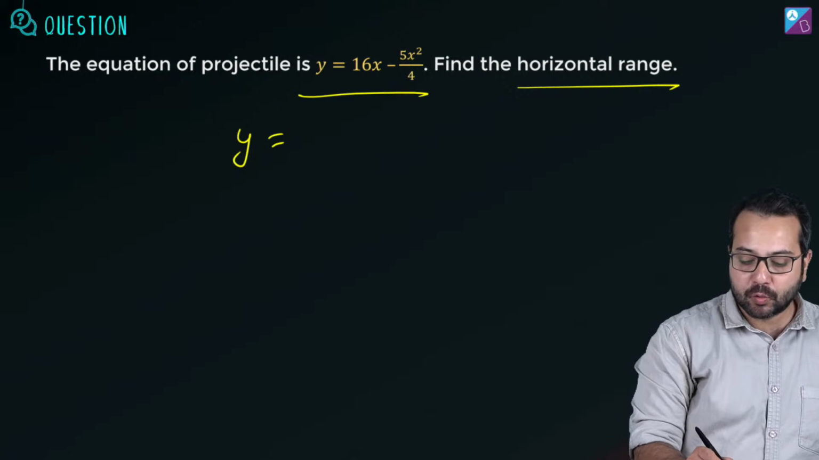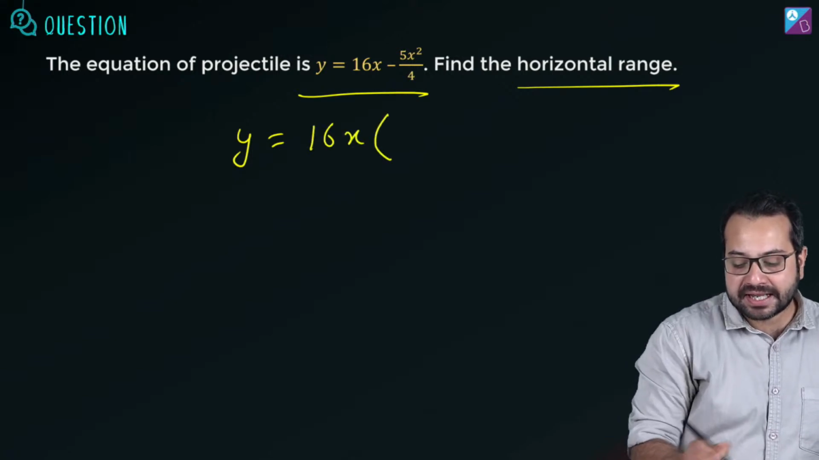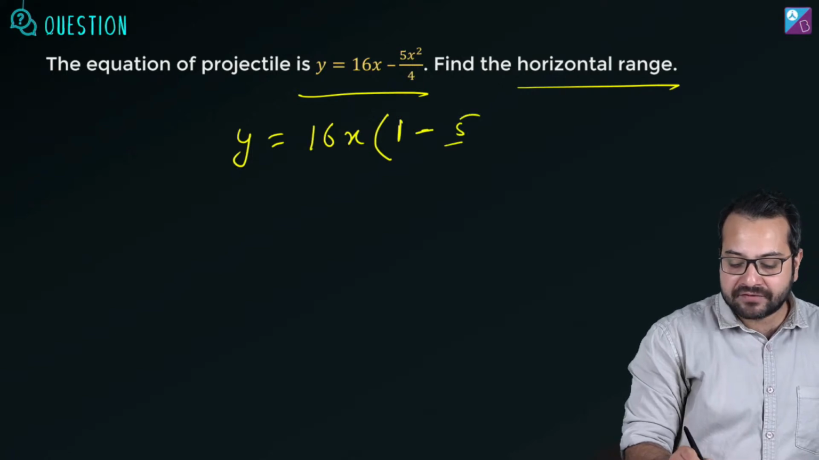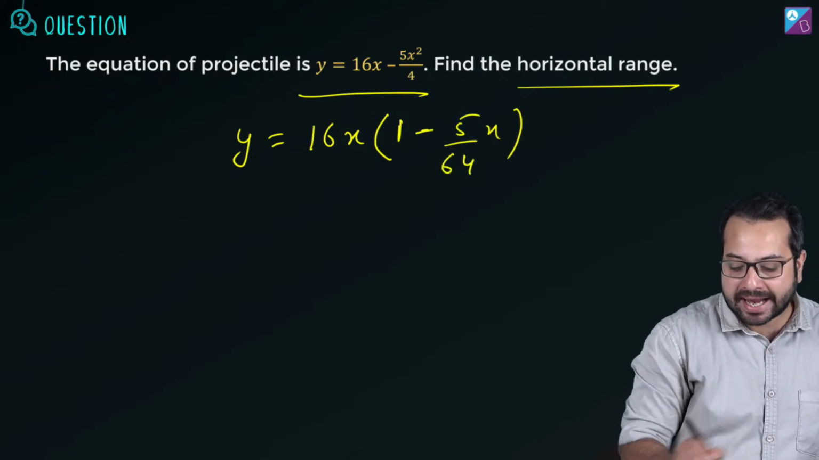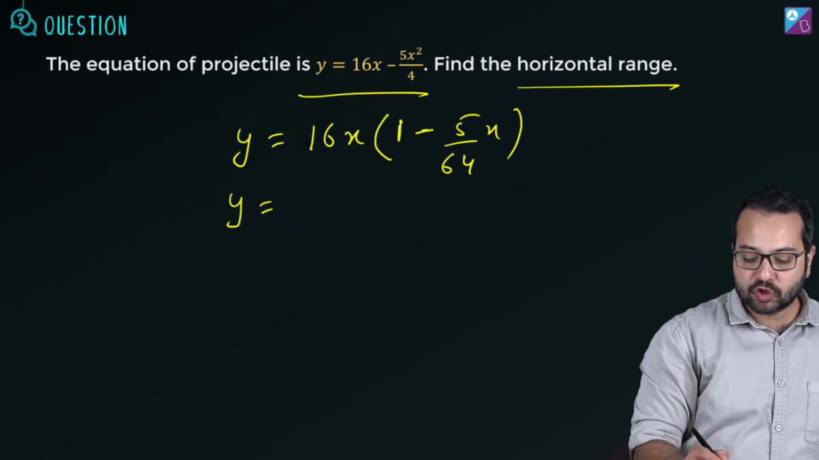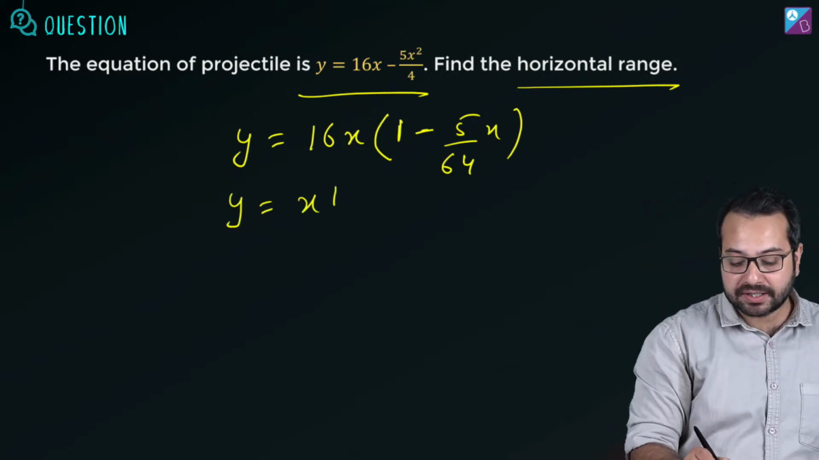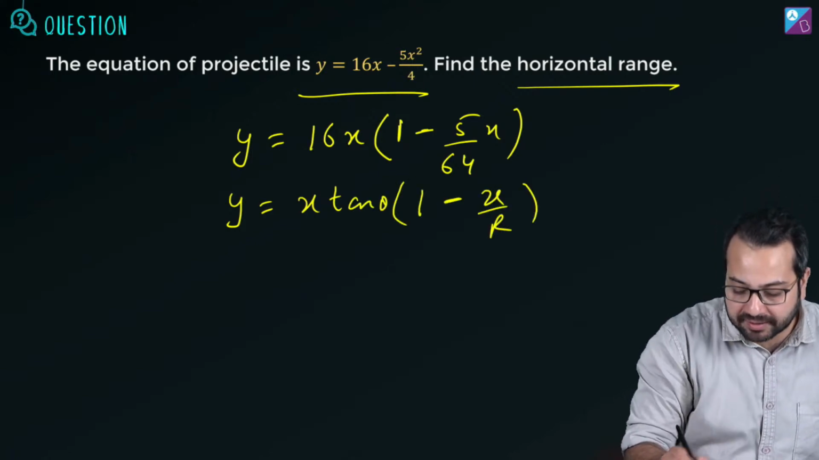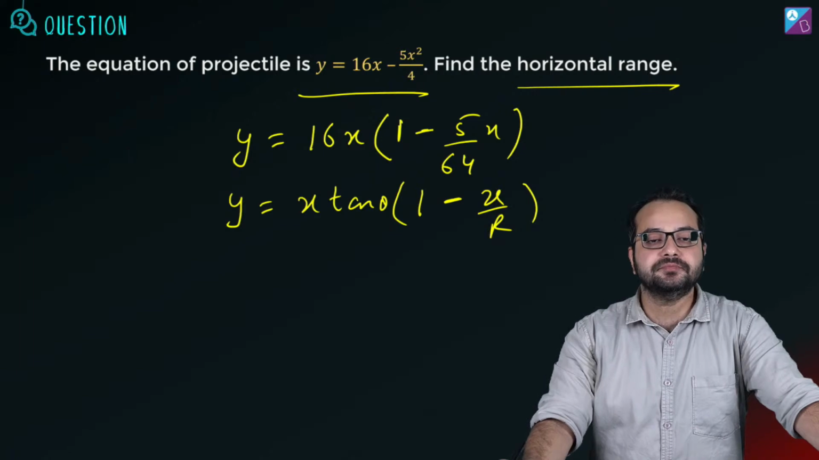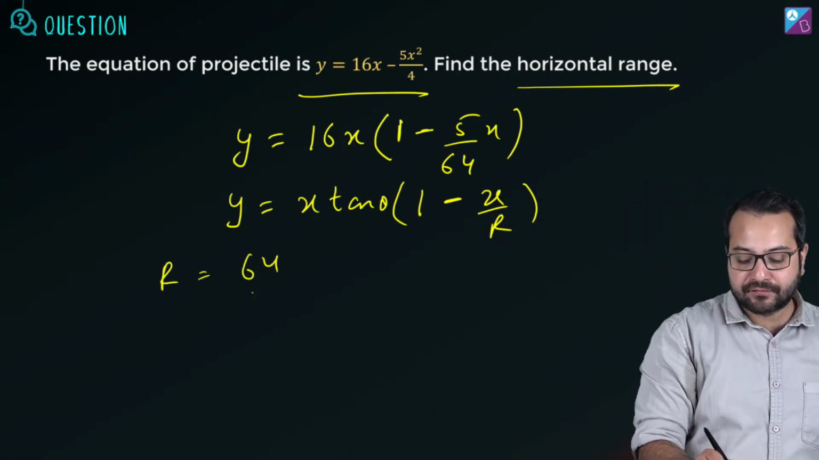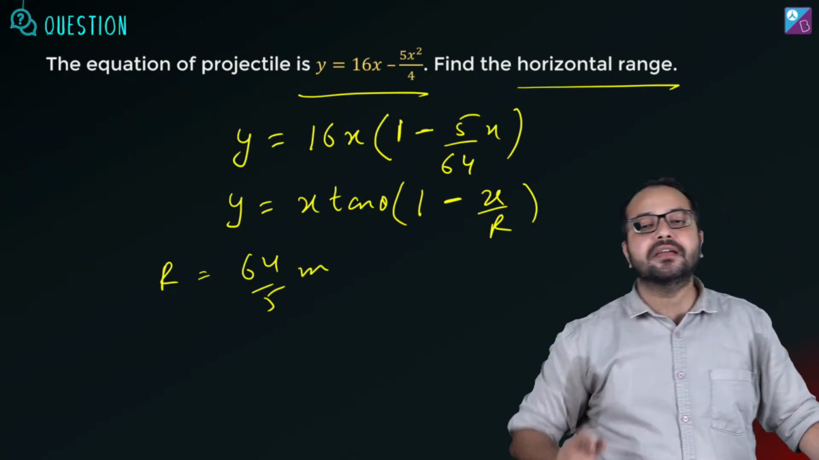Okay, so what I'm going to do is take 16x as common, and this is going to become 1 minus 5 upon 64x. Why have I done that? I have done this so that I can compare it with x tan theta into 1 minus x upon r. Is that correct? Okay, so from here what do we get? We get the range as 64 by 5 meter directly.